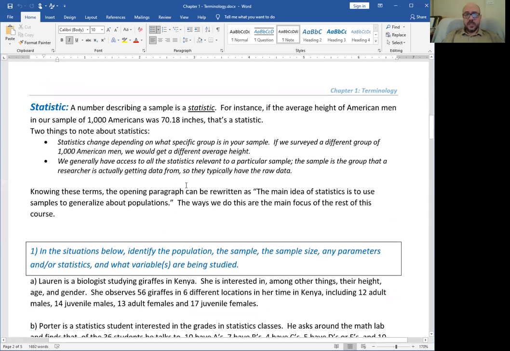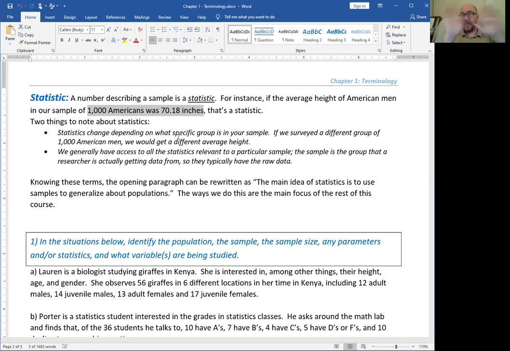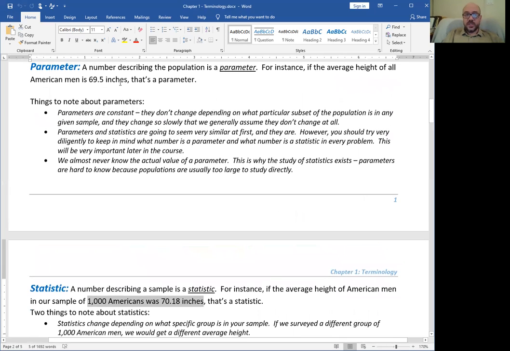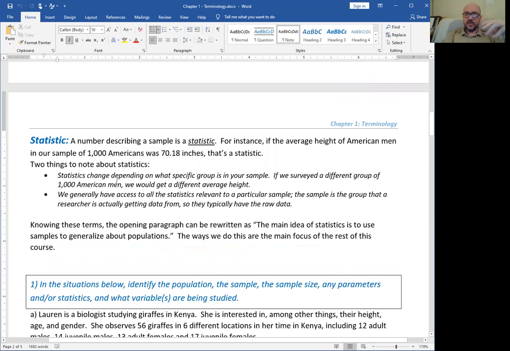which is the point of statistics. A statistic, on the other hand, changes depending on what your sample is. So for instance, if I take a sample of 1,000 American men and I get an average height of 70.18 inches within that sample, that is a statistic. If I were to sample 1,000 other men, right, I put all these 1,000 back in the pool, and I sample a different 1,000, I'll get a different average, right? And so the statistic that I get will depend on the sample that I took, whereas the parameter does not. That's the biggest functional difference between the two.